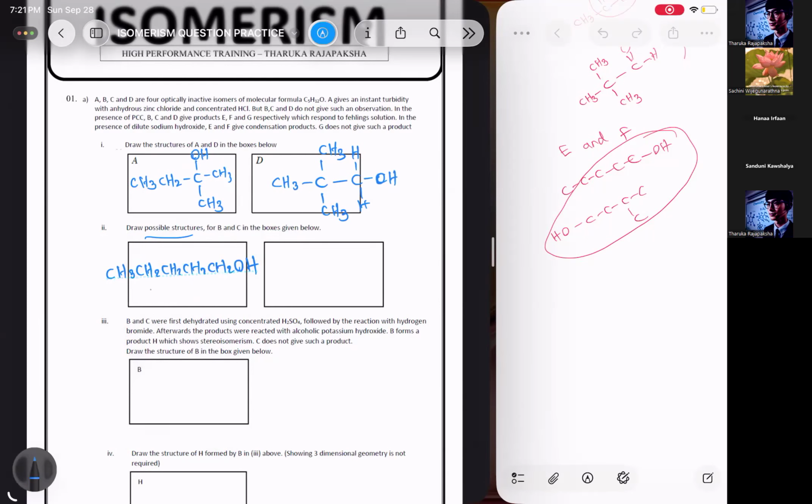Some people put 4 carbons and draw wrong. Right? I mark papers. When I was marking papers I found out that some put 4 carbons here and drew it. Right? They do that. So please don't do like that.